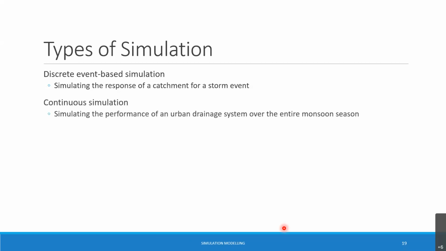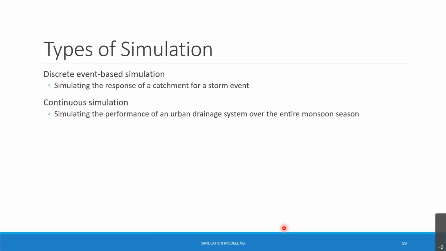Whereas in hydrology, I may use a continuous simulation, where again I'm not referring to time here. I would like to know how an urban drainage system in a city is going to behave over the entire monsoon season. It's not a single event.